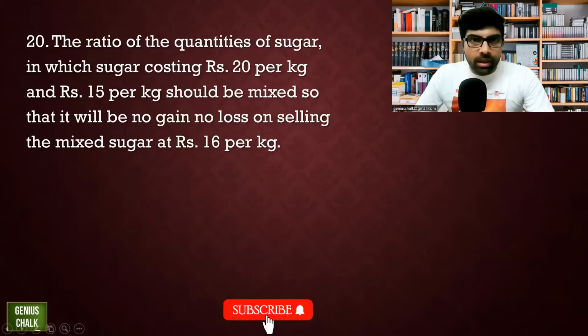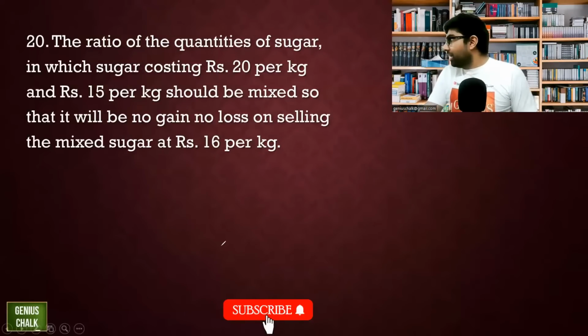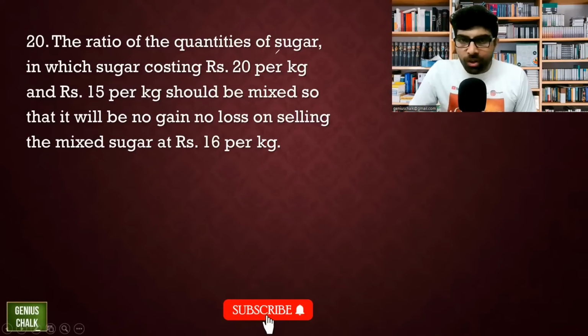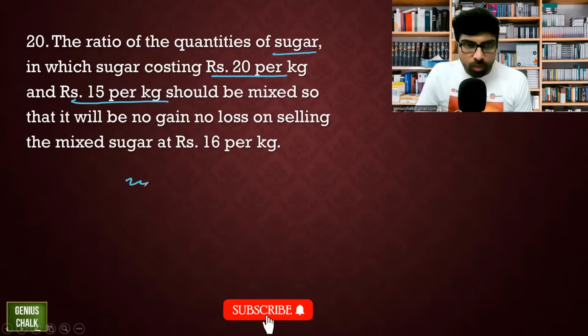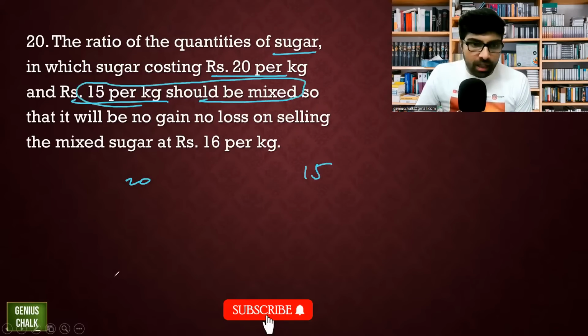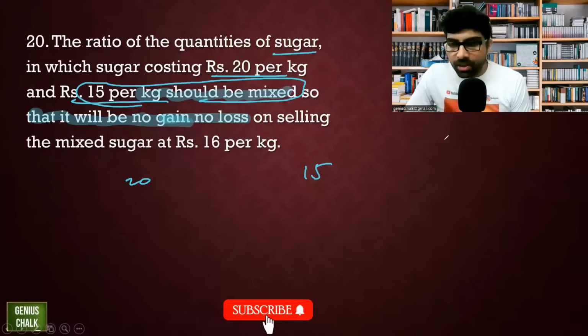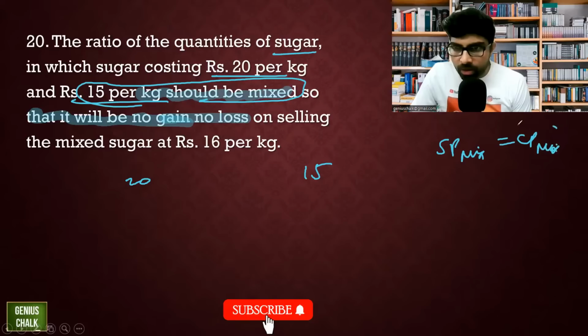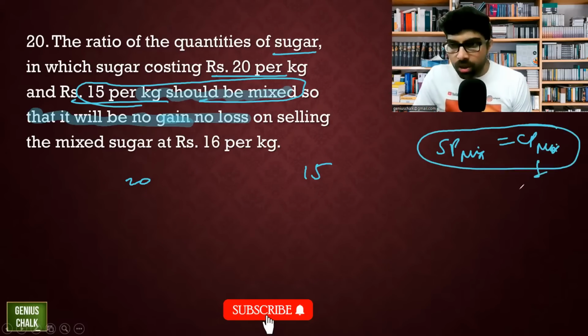Next one has to be the ratio of quantity of sugar, sugar costing 20 rupee per kg and 15 rupee per kg. So 20 rupee per kg, 15 rupee per kg, should be mixed. Now, please highlight this, very, very important. They should be mixed so that it is no gain, no loss. That means in this case only, this is a very special case where selling price of mixture is actually equal to cost price of mixture. Why? Because there is a condition, no loss, no profit.